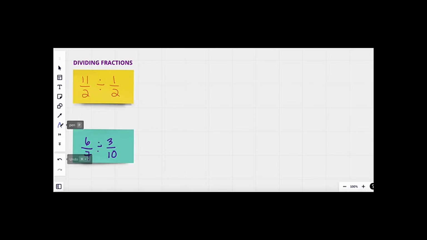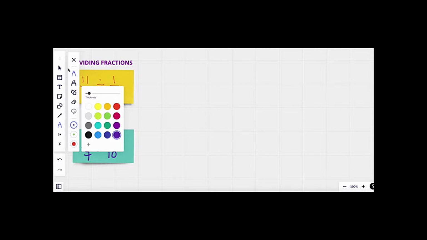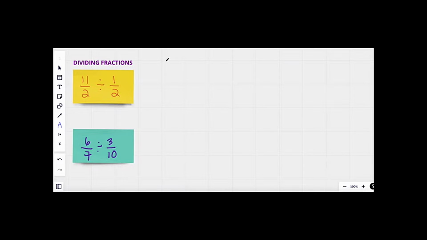Okay, let me get my pen here. Perfect. Okay, so the first step when we're dividing fractions is we need to flip the second fraction. I'll explain what I mean by that. So let's write 11 over 2, and we're going to flip the second fraction. So instead of 1 over 2, it becomes 2 over 1. So the bottom goes to the top and the top goes to the bottom.